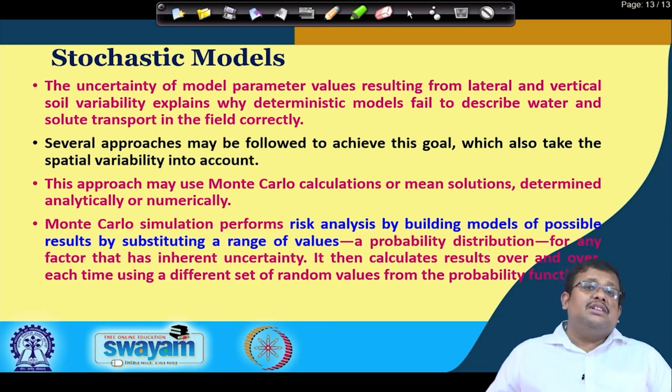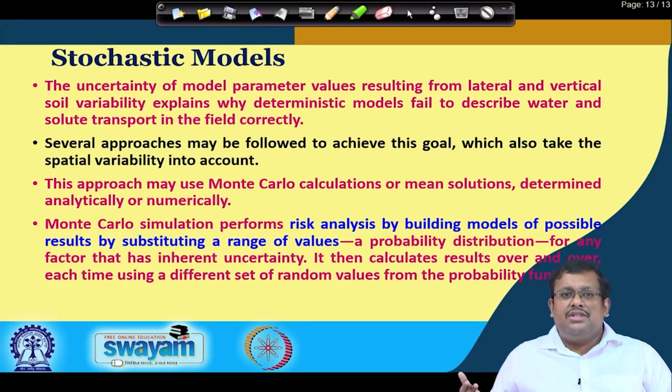Now, several approaches may be followed to achieve this goal, which also takes the spatial variability into account. This approach may use the Monte Carlo simulation or mean solution determined analytically or numerically. Now, what is Monte Carlo simulation?